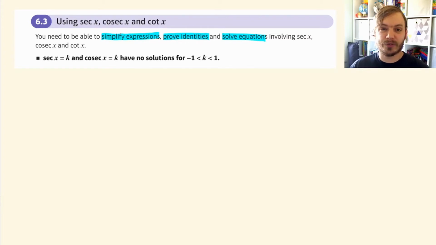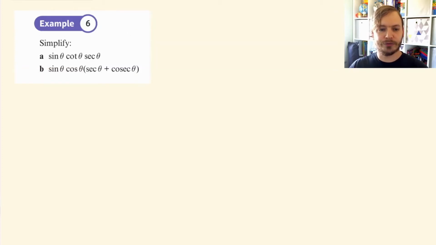So actually this is a really useful reminder and a bit of revision of those previous three skills that we covered earlier in the year. So let's just dive straight in. There's nothing really new to learn here. We just need to apply our old skills. So example 6 says simplify sine theta, cot theta, sec theta.